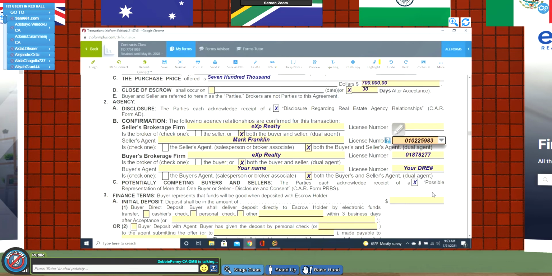Okay, there you go. That's how it will look. But the buyer's agent is, let's say, Jamie Giacobbe. That's right. It would still be both buyer and seller. Absolutely. If eXp appears on both sides, it is always dual agency. Okay, thank you.